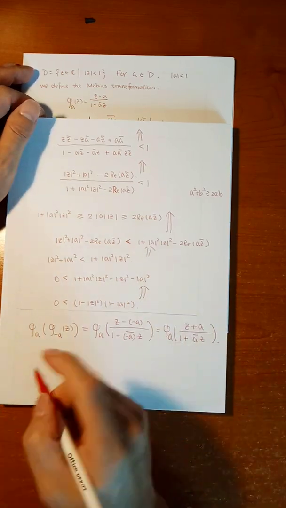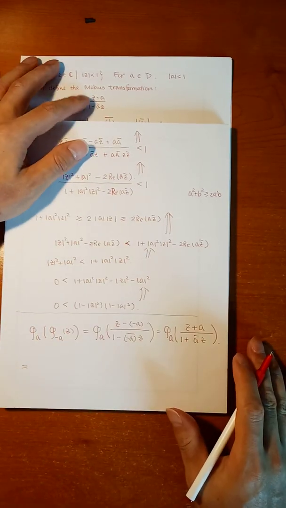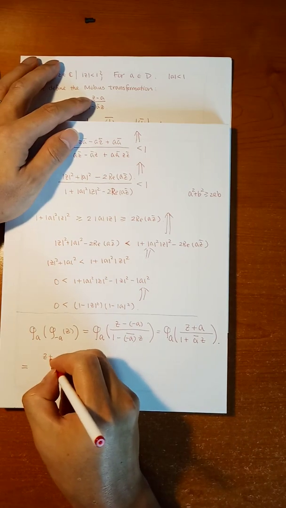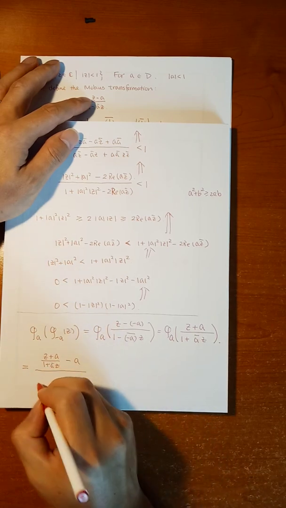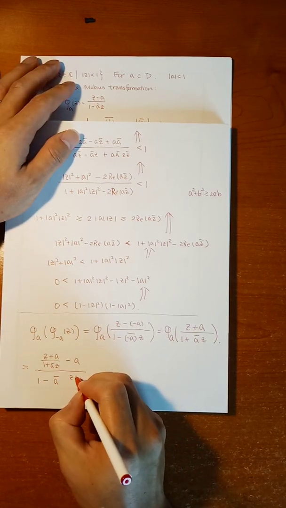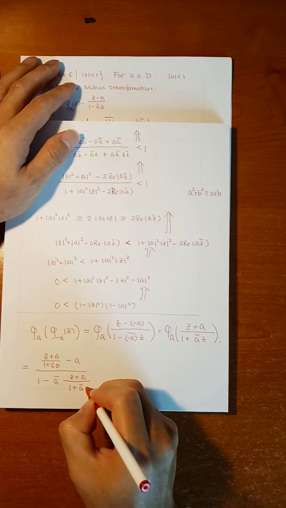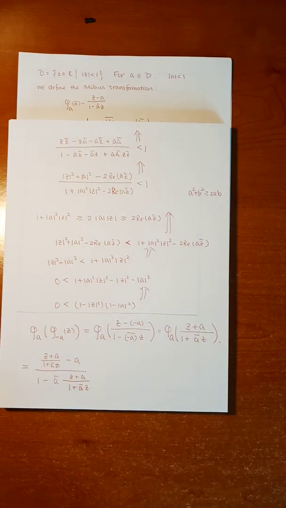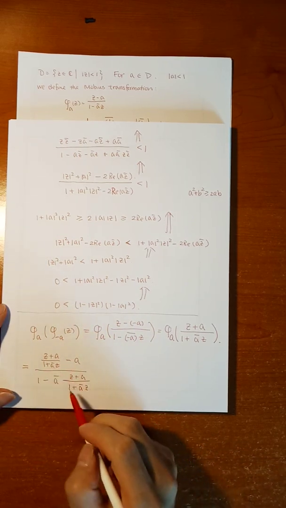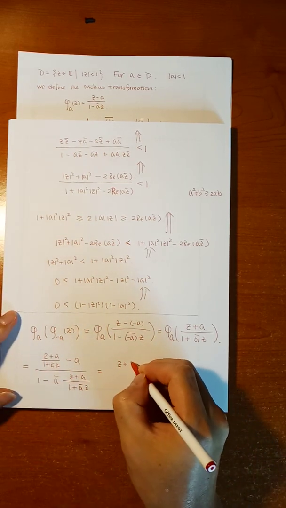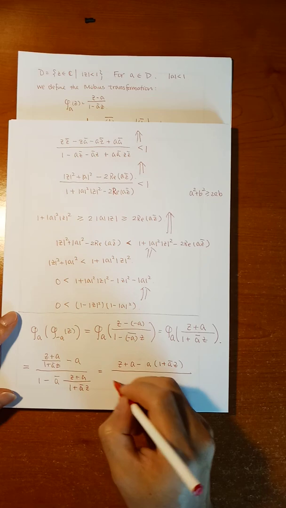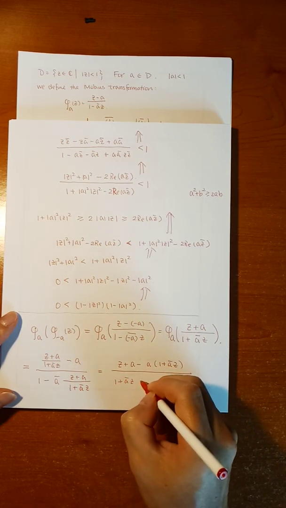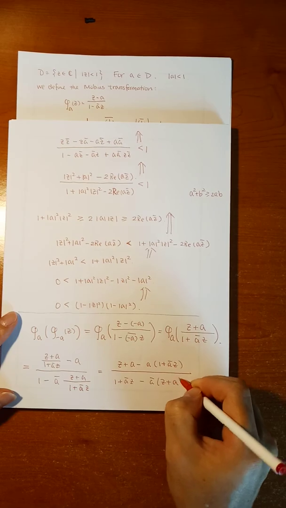And then you apply phi A here. It's just a very, very long computation. Whenever you see Z, you use this one. So Z plus A over 1 plus A bar Z minus A, over 1 minus A bar times Z plus A over 1 plus A bar Z. It's not very bad. So you multiply top and bottom by the denominator. You get Z plus A minus A times 1 plus A bar Z, over 1 plus A bar Z minus A bar times Z plus A. Assume my computation is correct. I hope I don't make a mistake.